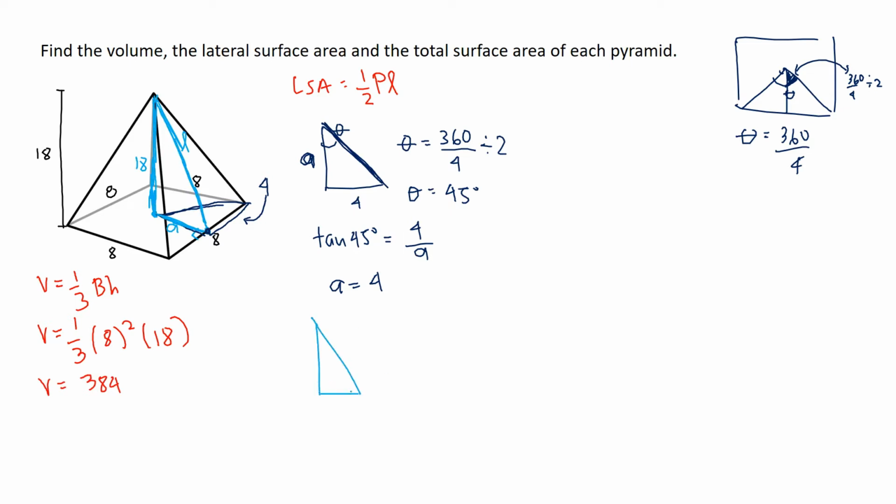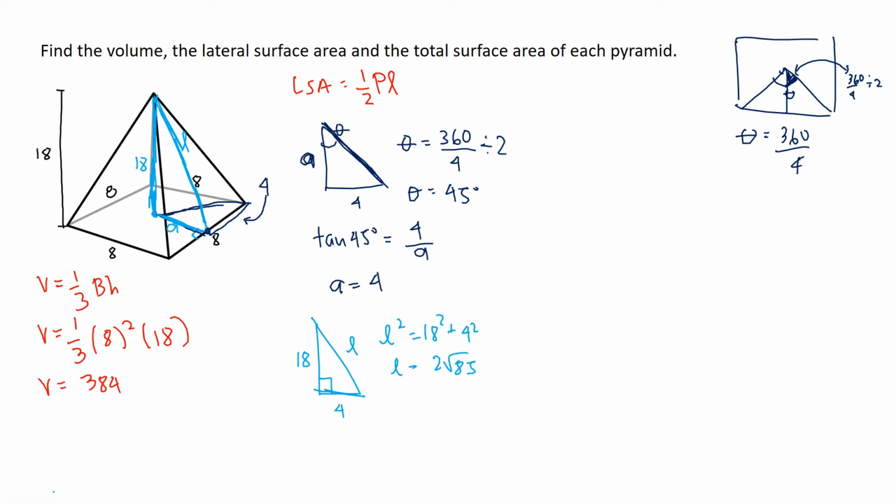Okay, redraw this. This is your height of 18, this is your slant height, and this is 4, which is your apothem. It's a 90 degree angle, so solve it using the Pythagorean theorem. We have L squared equal to 18 squared plus 4 squared. How much is your slant height, class? That is 2 square root of 85.